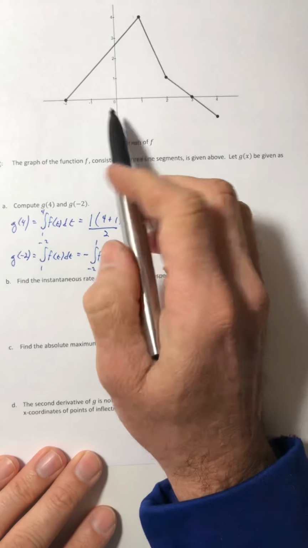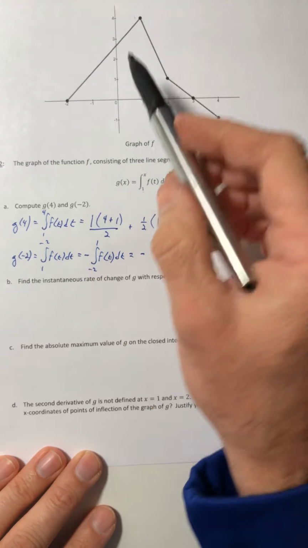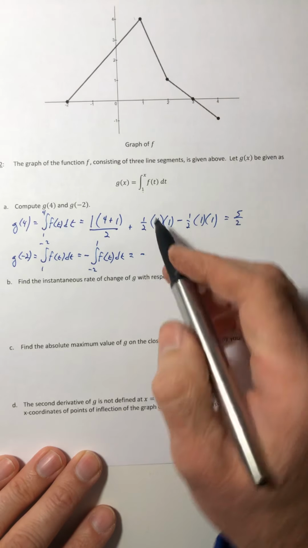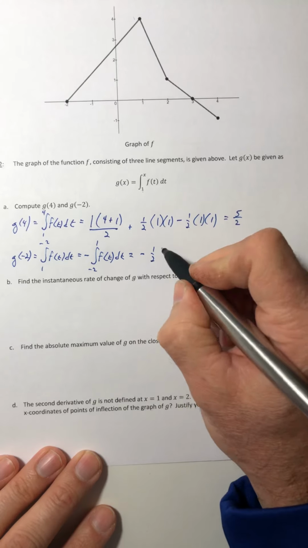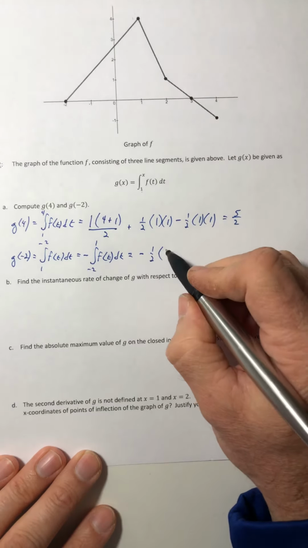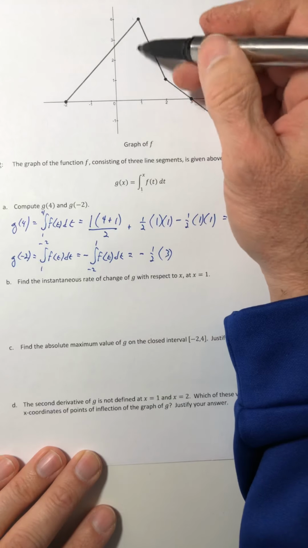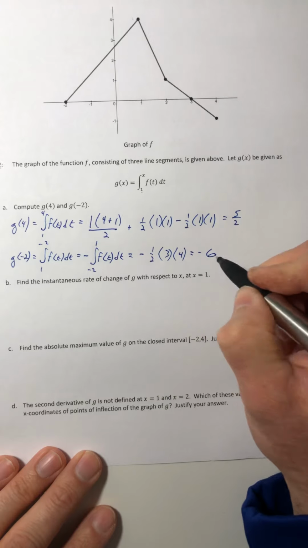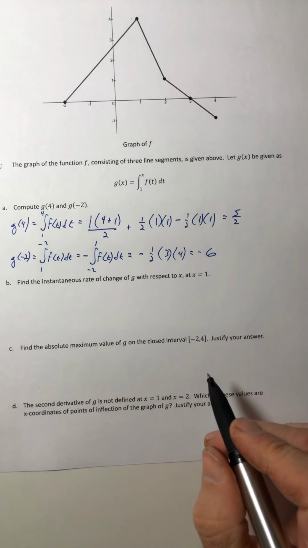So now I need the area going from -2 to 1. It's this big triangle up here, but that negative still stays out in front. The base is 3. The height is 4. So you end up with -6.